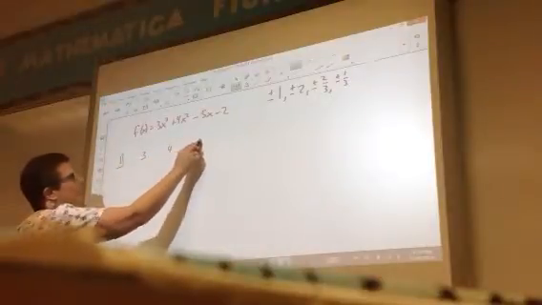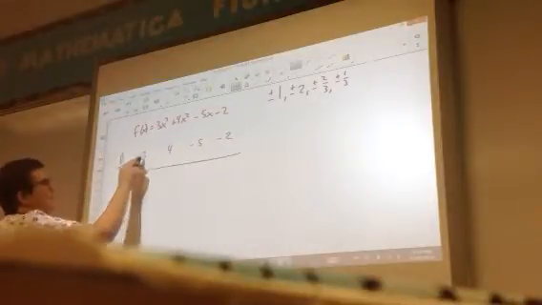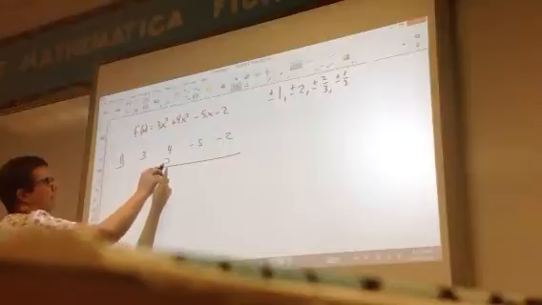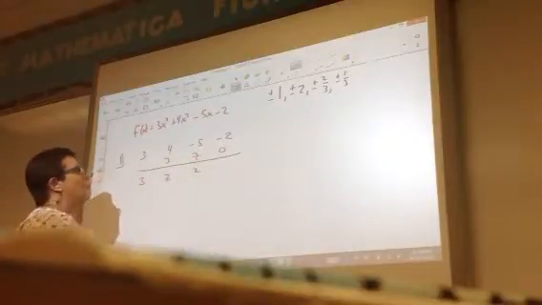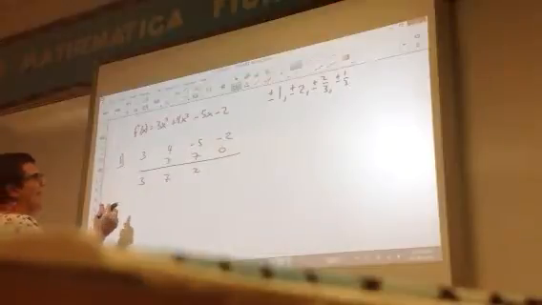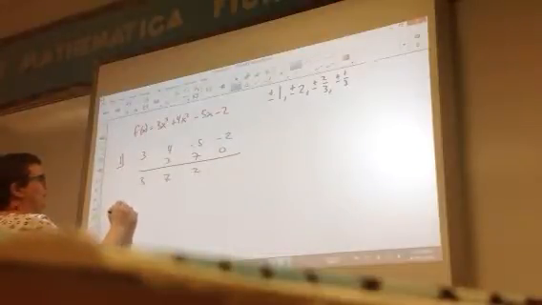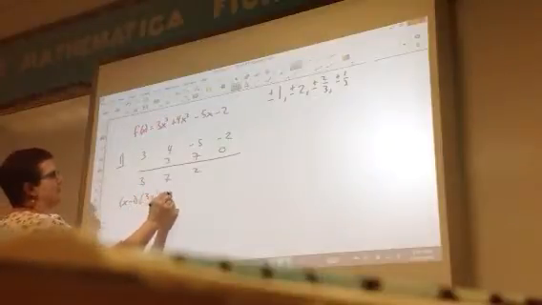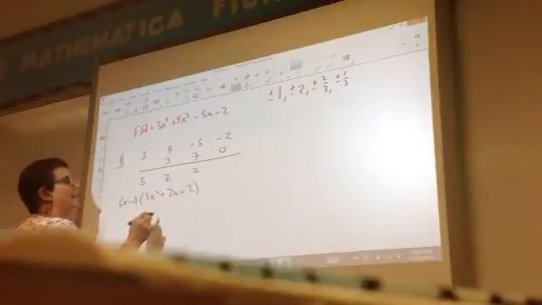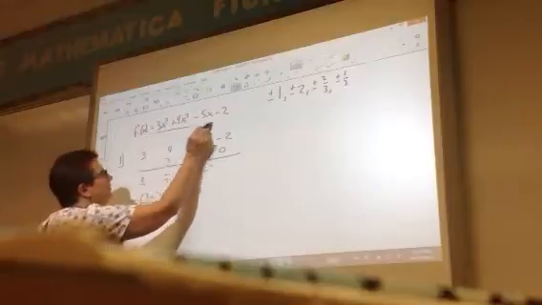3, 4, negative 5, negative 2. Bring down a 3, I get a 3, I get a 7, 7, and I add, and I get a 2, I get a 0. Boom! Therefore, now I know that x minus 1 times 3x² + 7x + 2 is equivalent to this expression.